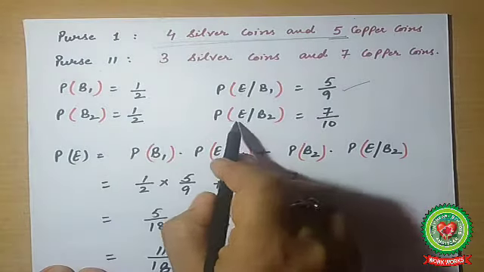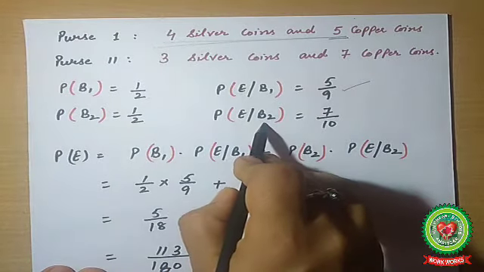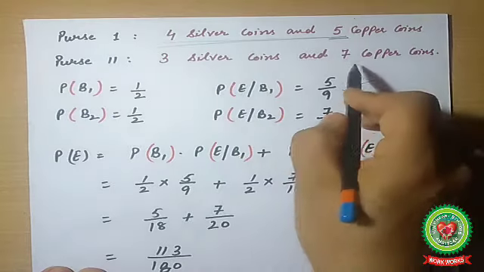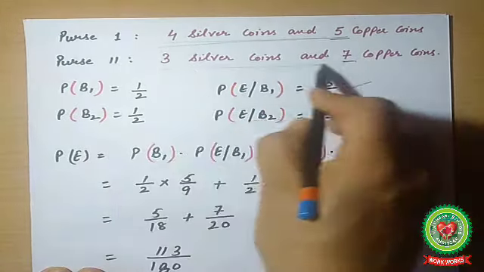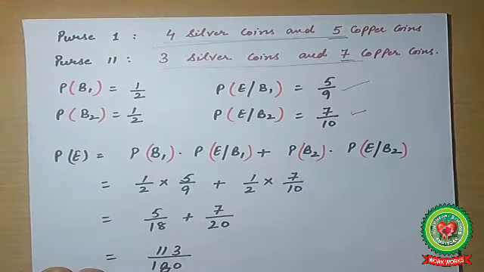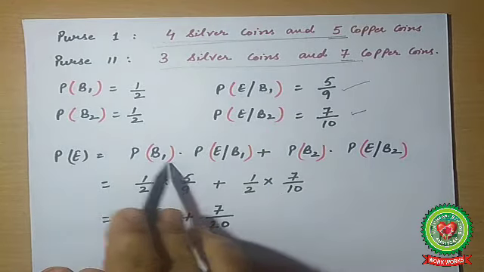Then the same copper coin with the condition of the second bag. How many copper coins are there? 7. And how many total coins are there? 10. Now we will apply the total probability theorem.